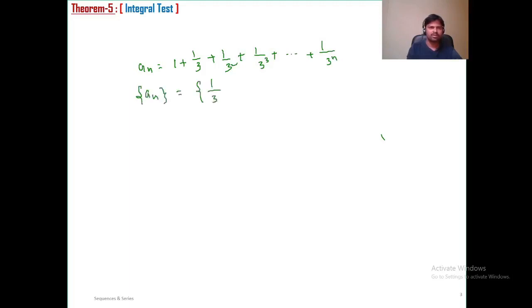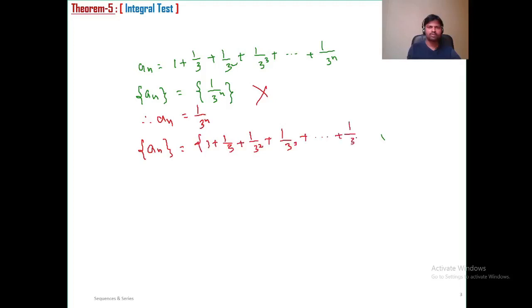1 by 3 power n only you are writing. But this is absolutely wrong. If you are writing like this, then what is a_n? a_n must be only 1 upon 3 power n, right? But what is a_n? a_n is this entire thing. Therefore, you must write like this. So the sequence a_n is nothing but 1 plus 1 by 3 plus 1 by 3 square plus 1 by 3 to the power of 3 plus up to so on plus 1 by 3 to the power of n. So this is a sequence actually. This is correct. You should write like this.